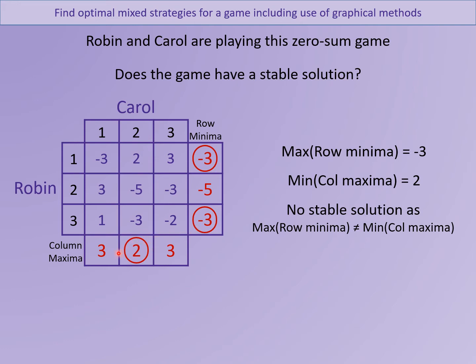We then have to look at a mixed strategy. If it's stable, it's a bit of a boring game. It means that both players will just play their play safe strategy and then one person will just end up losing all the time, unless it's a 0, of course. All right, so it's a bit more interesting game. It's not stable because the maximum of the row minima is not equal to the minimum of the column maxima.